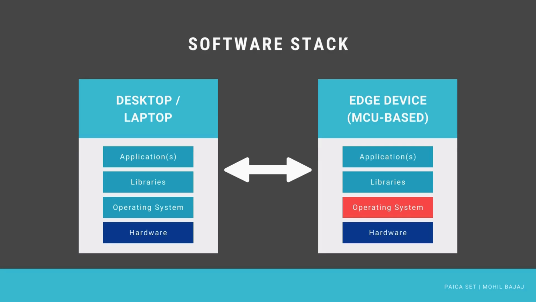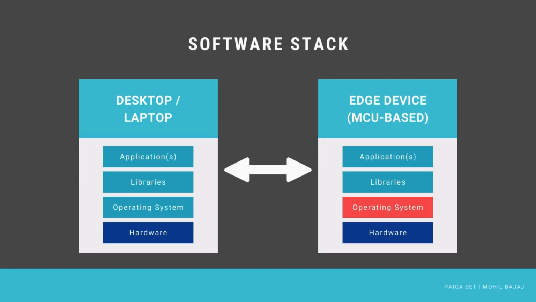In a desktop or laptop, these layers are usually more complex, supporting powerful applications with extensive functionality. In contrast, an edge device, which operates on a microcontroller unit or an MCU, typically has simpler, more specialized software and libraries, optimized for specific tasks like sensor data processing and basic device control. In fact, in many edge devices, there is little to no operating system.